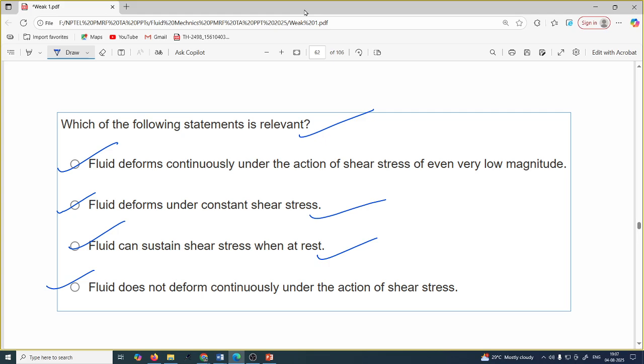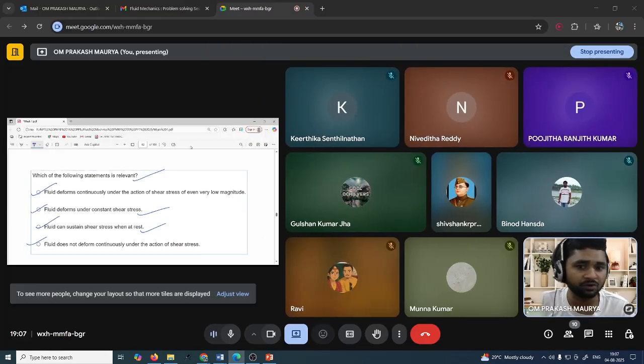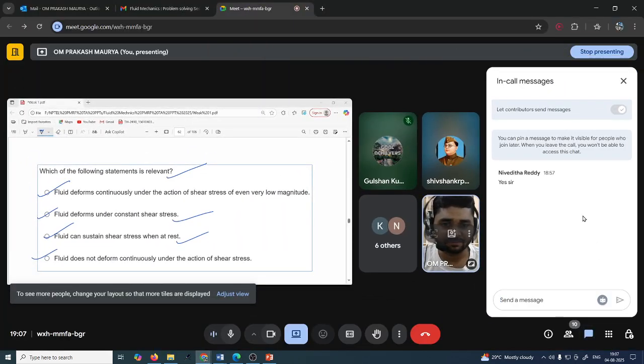Please everyone try to write in the chat box. You can write whether the first, second, third or fourth option is correct. Which one is correct?